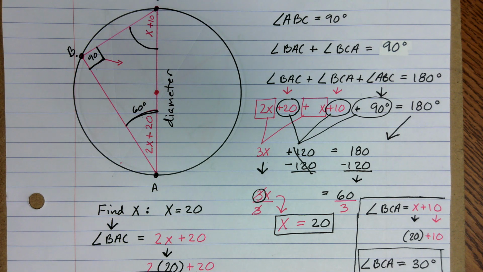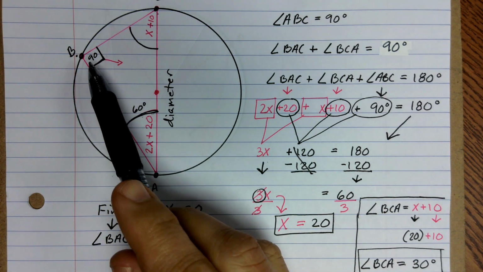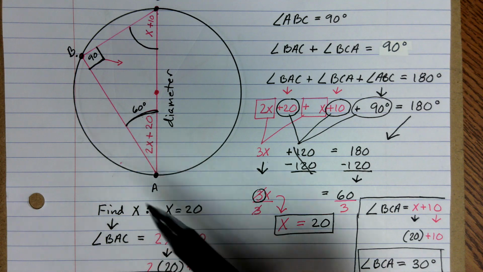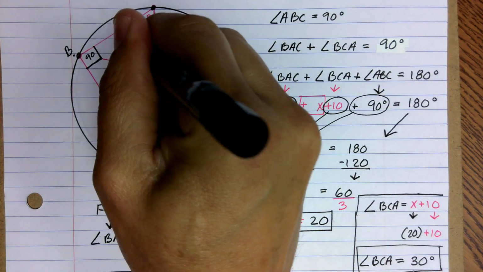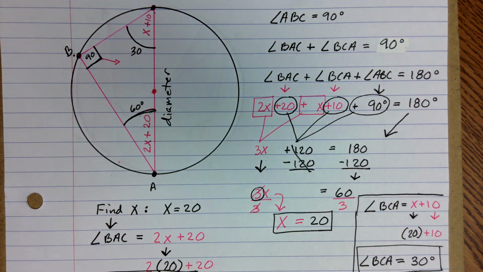And now if I take all my answers, we know that this one's 90, this one's 60, so that gives us 150. And then we take this one that's 30, that would give us 180. So this is how you can find a single angle, or you can just solve for x, depending on what the question is asking, when you have an inscribed triangle.